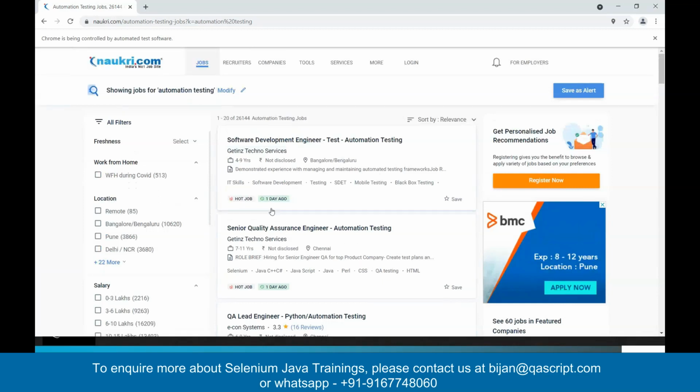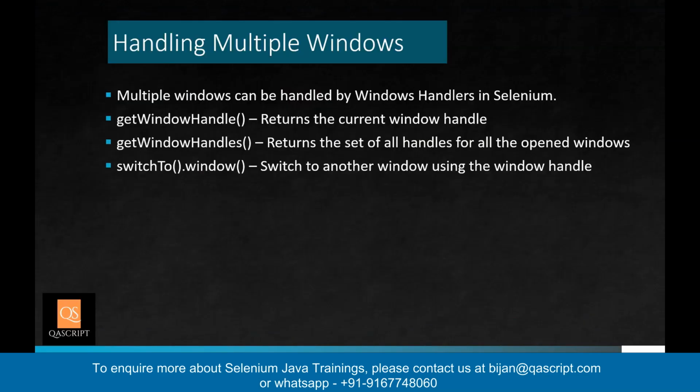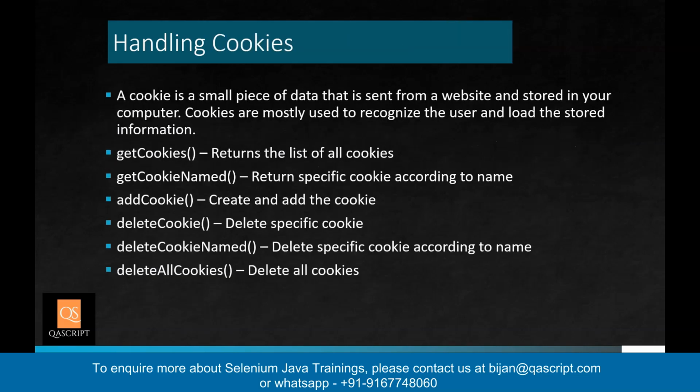Now, obviously, I can automate the complete flow, or select different filters. I can also apply for the jobs using my automation, but I'm not going to do that. I'm just showing you what kind of operations you can perform using switch to windows. So this is how you handle multiple windows and multiple alert boxes. Any questions here? Or we'll move on to our next topic, which is handling cookies.